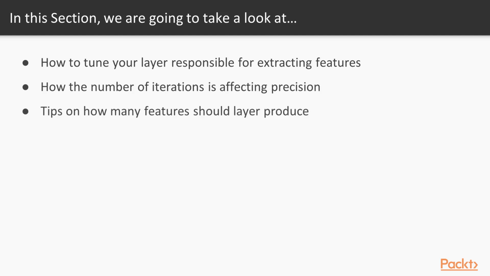Also, we'll be looking at tips on how many features the layer should produce. This is also important to understand the expected result. If we want to predict some number that gives us an answer, we should have only one output feature. But sometimes we want to have more output features that could be used, for example, to train another model. So we'll be looking at this aspect.